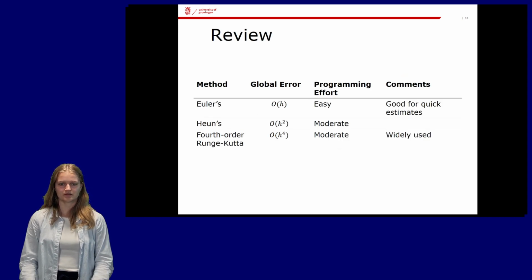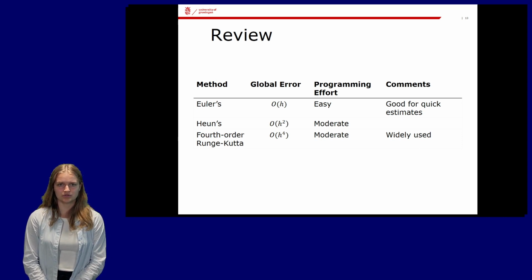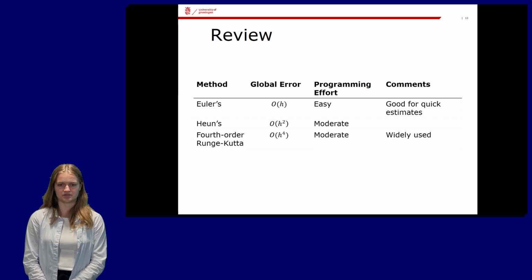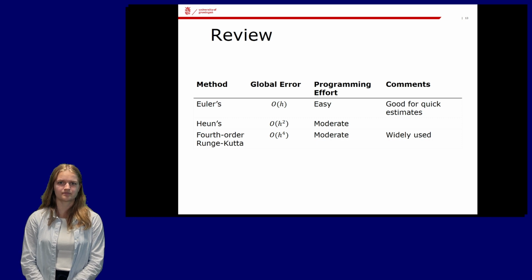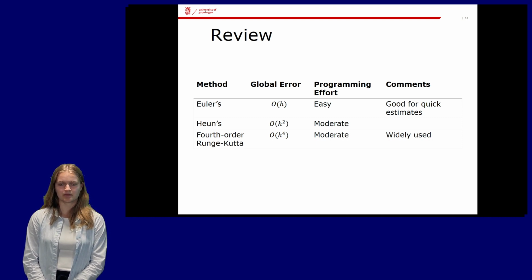So, to recap the ordinary differential equations, we have looked at three different methods to solve initial value problems numerically: Euler's method, Heun's method, and the classical fourth order Runge-Kutta method. We saw that the global truncation error of these methods were dependent on h squared, and on h to the fourth, respectively.